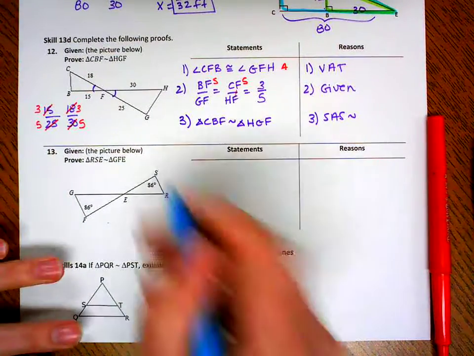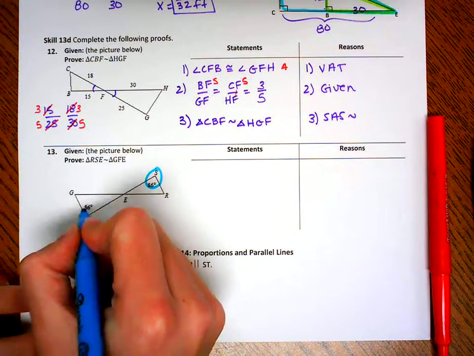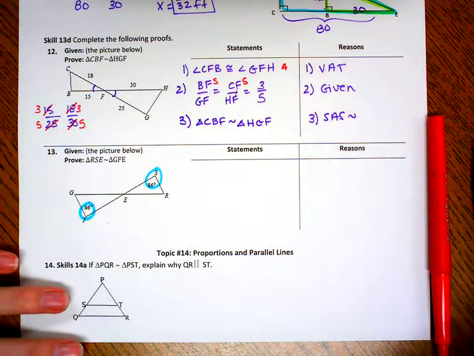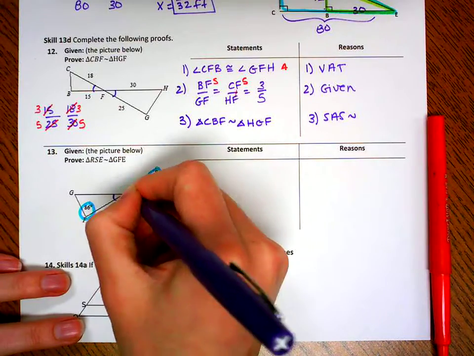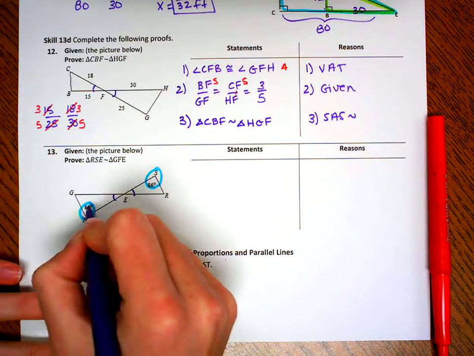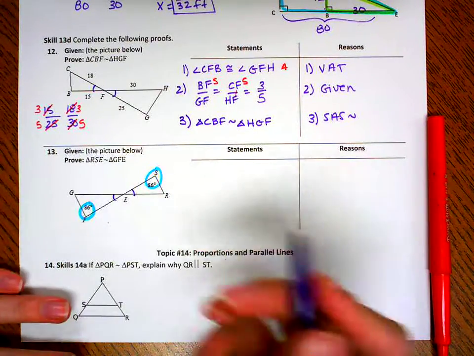Well, notice this angle goes with 86. This angle is also 86. There's a pair of angles. We know that these are vertical angles, so they're going to be the same. I already have 2 sets of angles for each that are the same. That means we're going to use AA similarity.